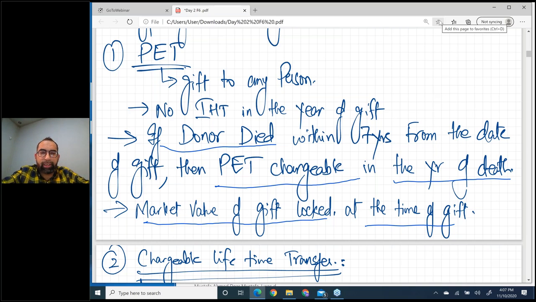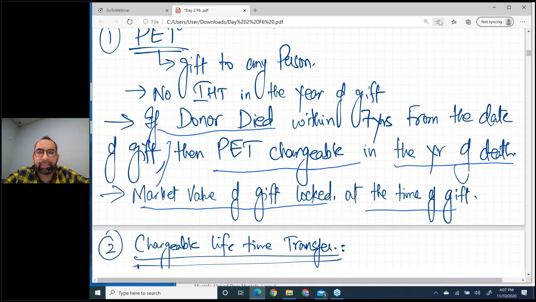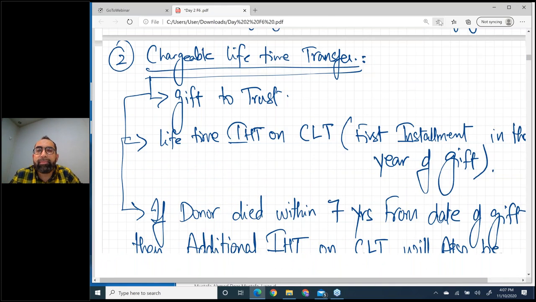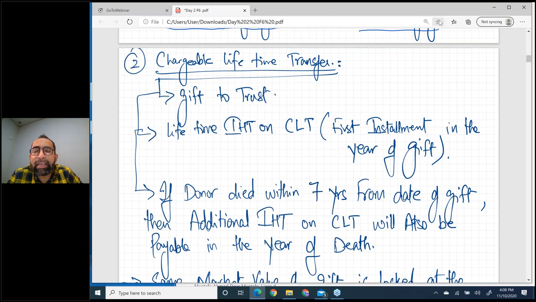Now, my dear students, the second lifetime gift is the chargeable lifetime transfer. What's the identification of this chargeable lifetime transfer? Sir, what's the shortcut of this? We call it CLT. Okay, CLT. And how do we recognize CLT? It's just one line: give to trust. Whenever you give to a trust, that's called CLT, chargeable lifetime transfer.